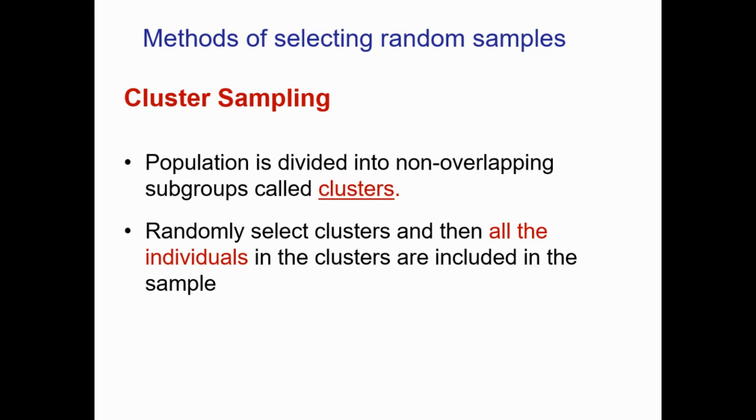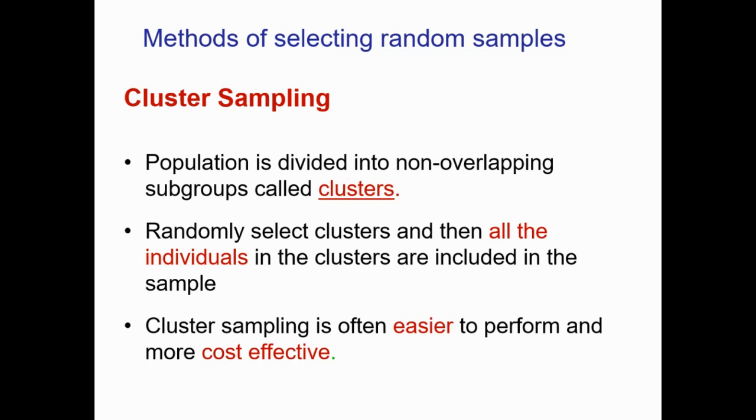So this would be worse when it's like a student class where everybody's a sophomore or whatever? Correct. You randomly select the clusters, and then all the individuals in the cluster are included in the sample. Cluster sampling is often easier to perform and more cost effective. We already kind of mentioned why it's easier, because you take 5 rooms, you go to those 5 rooms, you get your samples done.